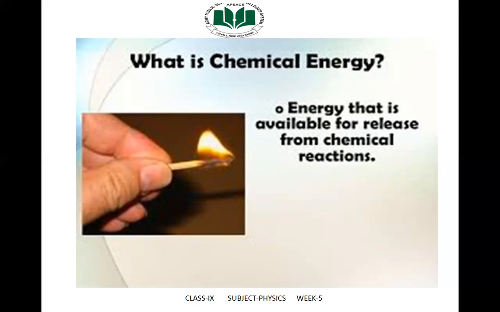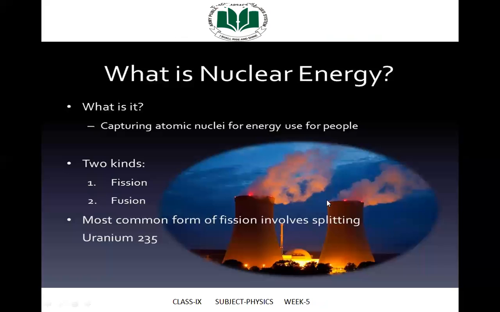Energy that is available for release from chemical reactions. Next one is nuclear energy. Nuclear energy is the energy released in the form of nuclear radiations in addition to heat or light during nuclear reactions, such as fission or fusion reaction. Heat energy released in a nuclear reactor is converted into electrical energy. The energy coming from the sun for the last billion of years is the result of nuclear reaction taking place on the sun.